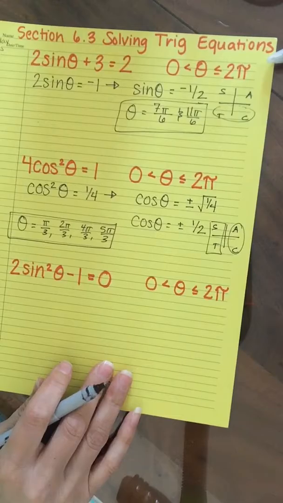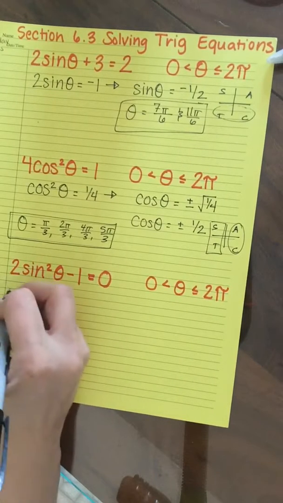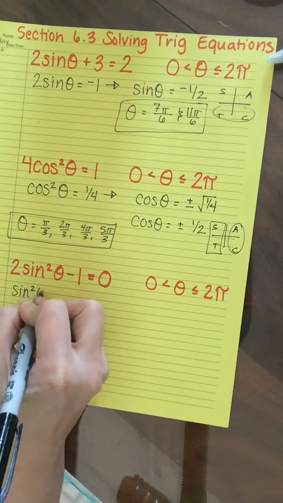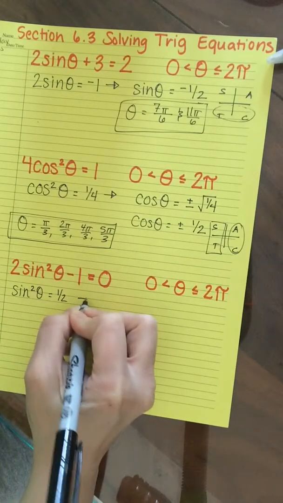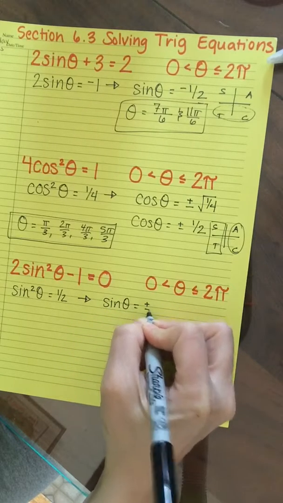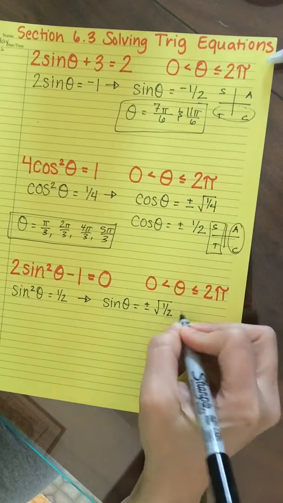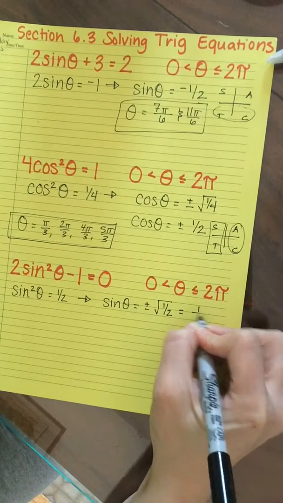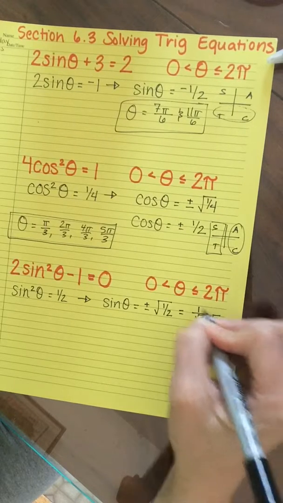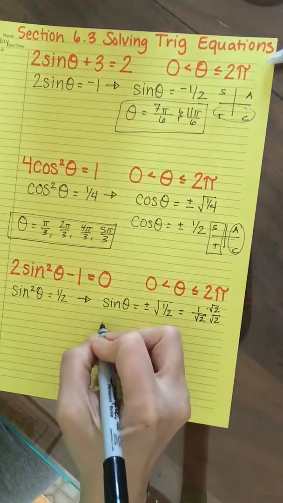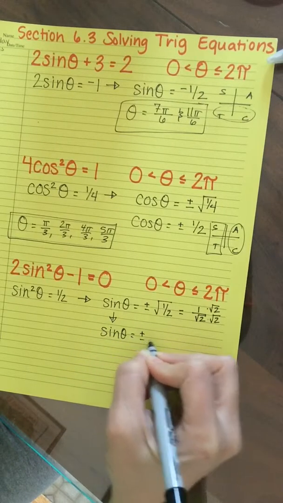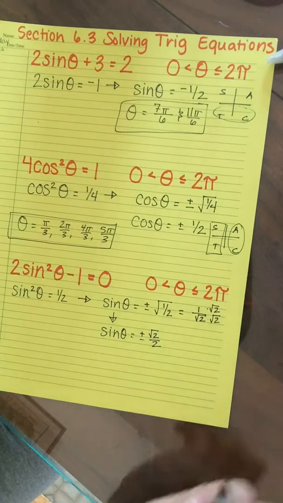All right, now down here, if we want to solve for theta, we'll add 1 over, divide by 2. This becomes sine squared of theta equals 1/2. Again, we need to square root, so this becomes sine of theta equals plus or minus the square root of 1/2. Well, the square root of 1/2 is 1 over the square root of 2, but we don't like square roots in the bottom of our fraction, so we'll multiply both the top and the bottom by the square root of 2. So this becomes sine of theta equals plus or minus the square root of 2 over 2.